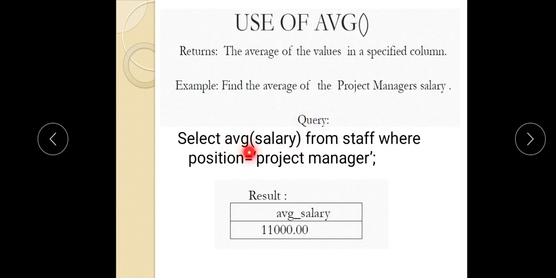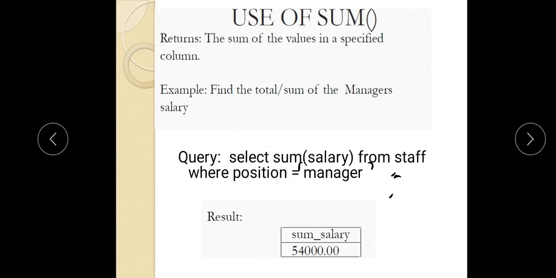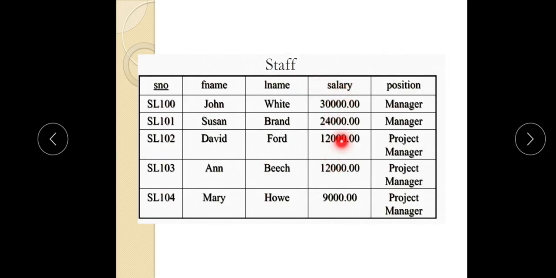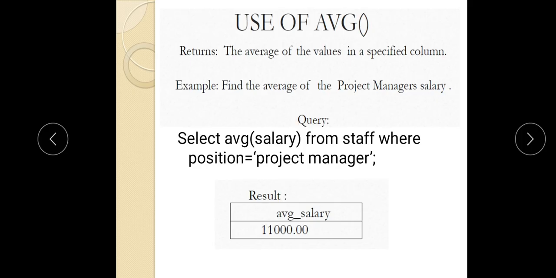AVG of which column's average do we have to find? Salary. So this column's average needs to be computed, so in the function the parameter will be salary. From staff, the table name is staff, where position equal to, whose average salary needs to be computed? The project manager's average salary. So where position equal to project manager. The result will be like this: AVG underscore salary, which is the average salary of the project managers.